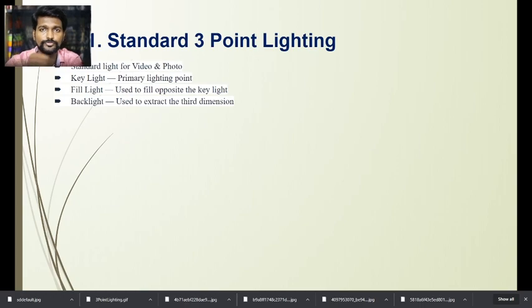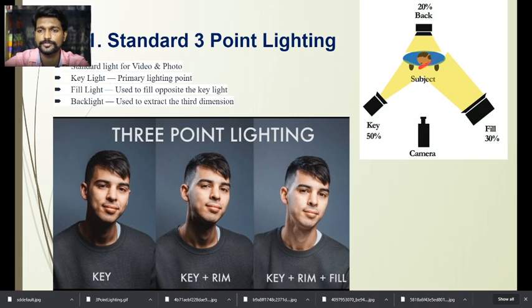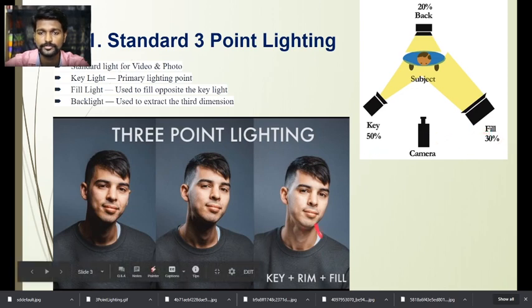Okay, I'll show you a few example images. This is the first image. You can see this is a key light. The key light is called the primary light, which comes with more output compared to the fill light. I'll show you one more example for explaining the key light, fill light, and rim light. See here, this is the best example, which you can understand very easily. This is a key light, at about 50% output, and this is a fill light at 30%. It fills the opposite side of the key light.